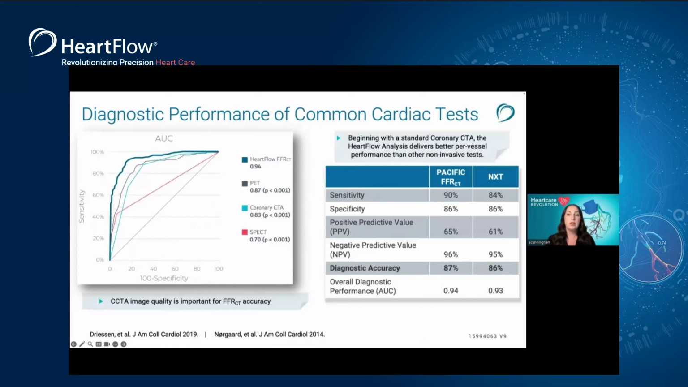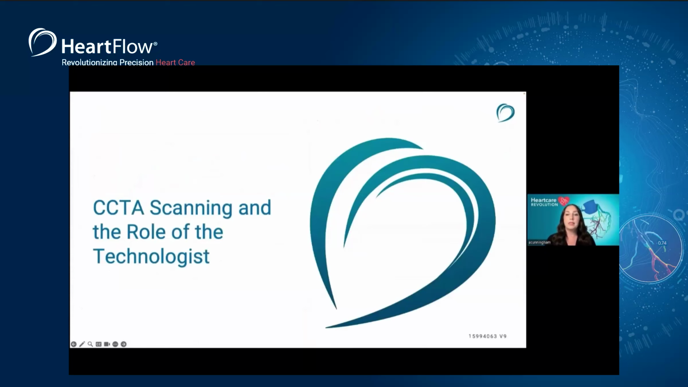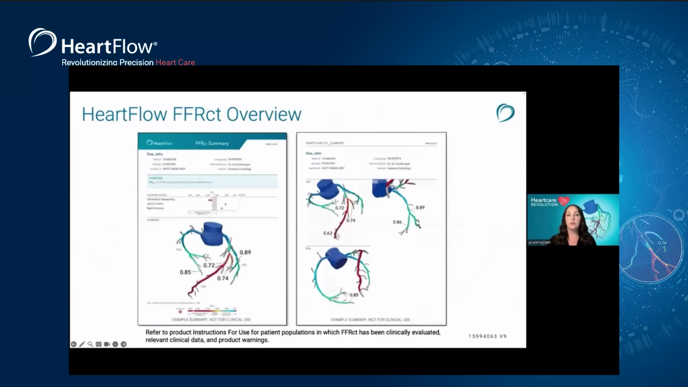As shown, coronary CTA combined with FFRCT delivers better per vessel performance than any other non-invasive test, such as PET or SPECT imaging. The PACIFIC FFRCT sub-study in NXT reported FFRCT diagnostic accuracy of 87 and 86%. Optimizing CCTA best practices, contraindications for FFRCT, patient prep and selection are crucial roles the technologist fills.